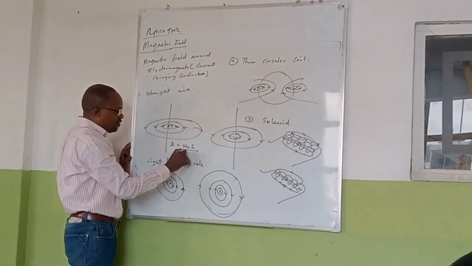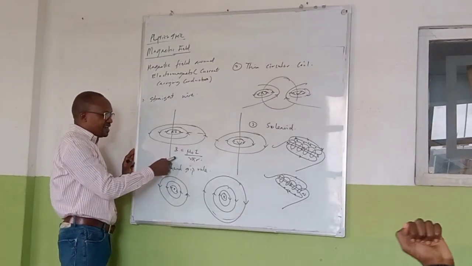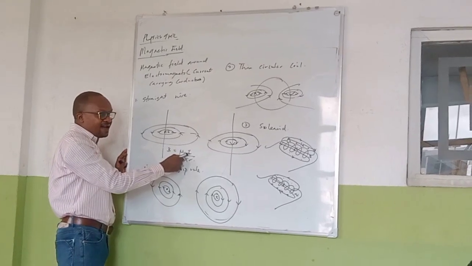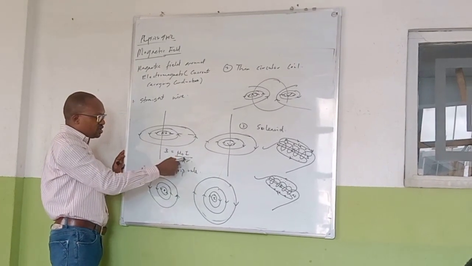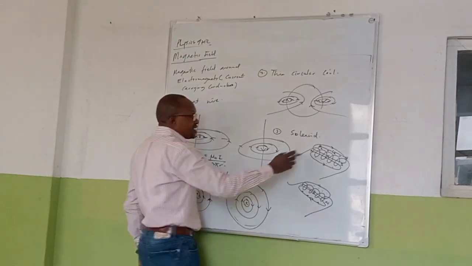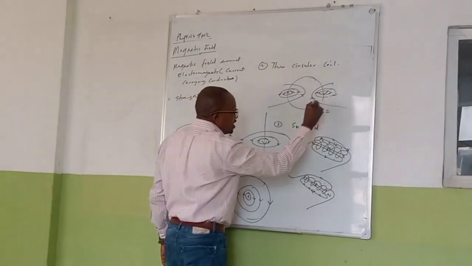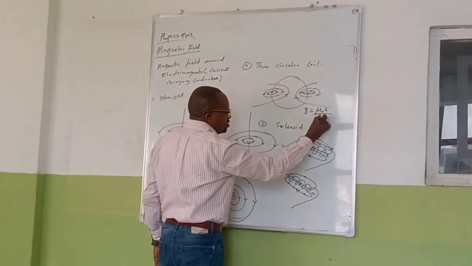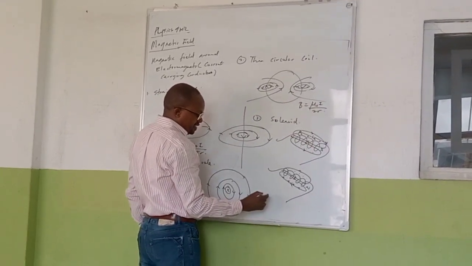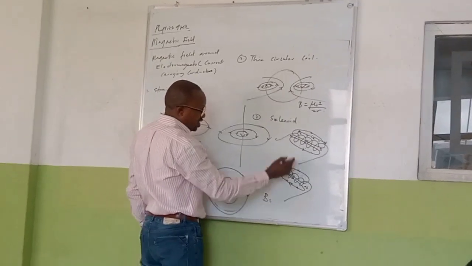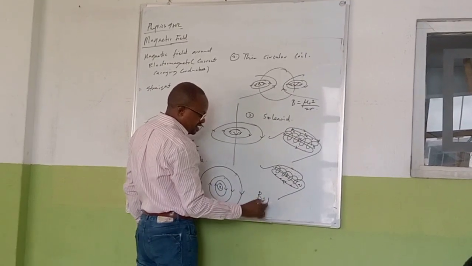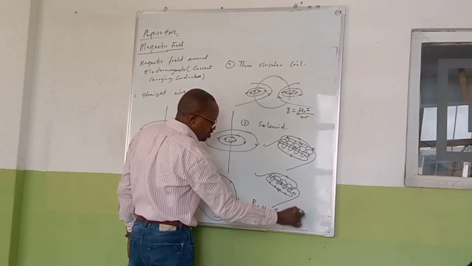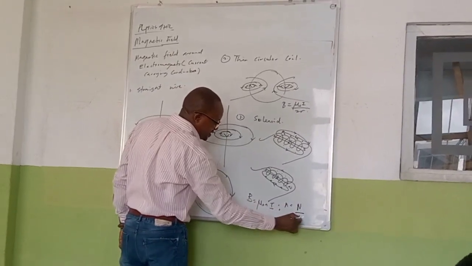as mu naught I over 2 pi r. That's the magnetic flux density B at a distance r from a straight wire having current I: B = mu naught I over 2 pi r. The magnetic flux density due to a thin circular coil of radius r is given as mu naught I over 2r. The magnetic flux density B due to a solenoid of length L is given as mu naught n I, where this n represents the number of turns per unit length of the solenoid.